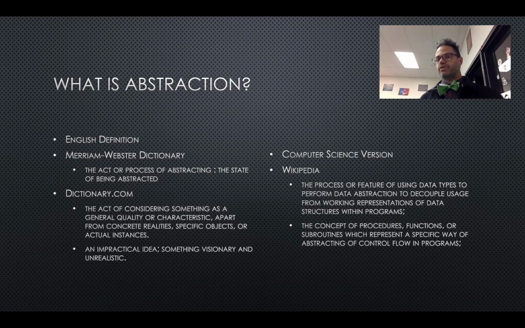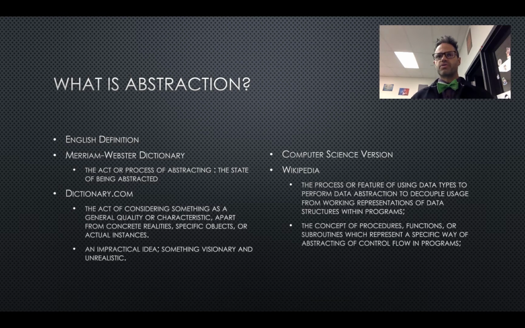So let's switch on over here to the computer science side. We have a great definition over in Wikipedia. And we have the process or feature of using data types to perform data abstraction to decouple usage from working representations of data structures within programs, and the concept of procedures, functions, or subroutines which represent a specific way of abstracting control flow in a program, aka we're figuring out how we can represent what we're going to do with stuff. Very practical, totally not unrealistic. It's in fact a great way to look at what we're doing.